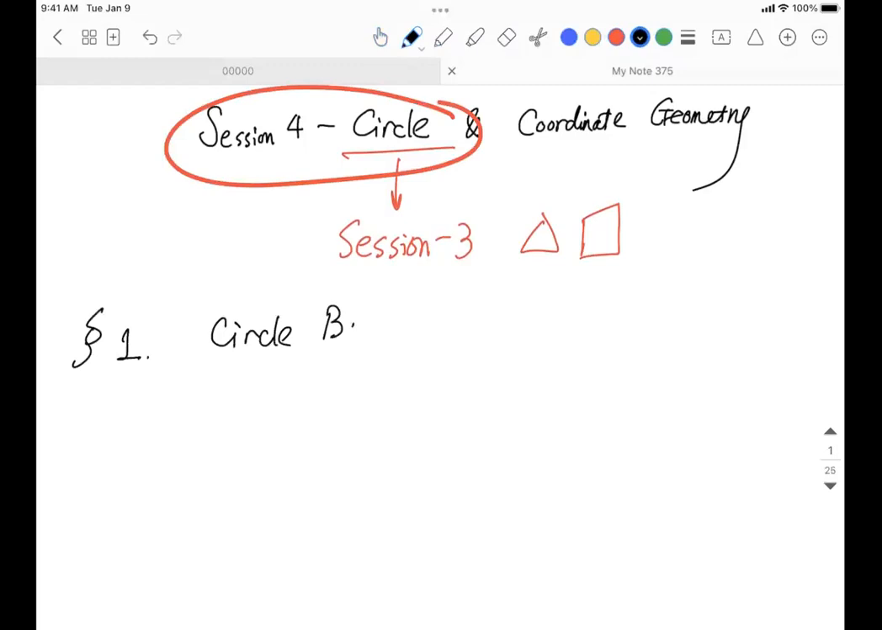Not something too complicated, too fancy. We just go for some basics.